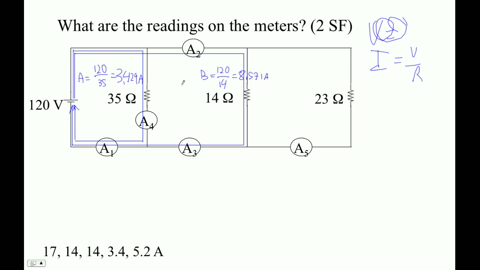Okay, and then C will be this final one here. C starts here, goes out here, goes there, goes back, and back to the battery. This one's going to be 120 divided by 23. I'll call that C, and that's 5.217.